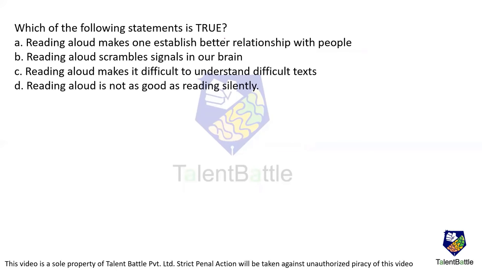Which of the following statements is true? Fine. This could again be a direct one, but I have to remember four such terms. What are the four terms? Options A, B, C, D, to check whether one of these is mentioned as true or not. Definitely one should be mentioned because there is no option like none of them, so one must be given in the passage. So remember the terms: establishing a better relation, scramble signals, difficult text, and not as good as reading silently. These are the four terms I should remember and see which one is mentioned.